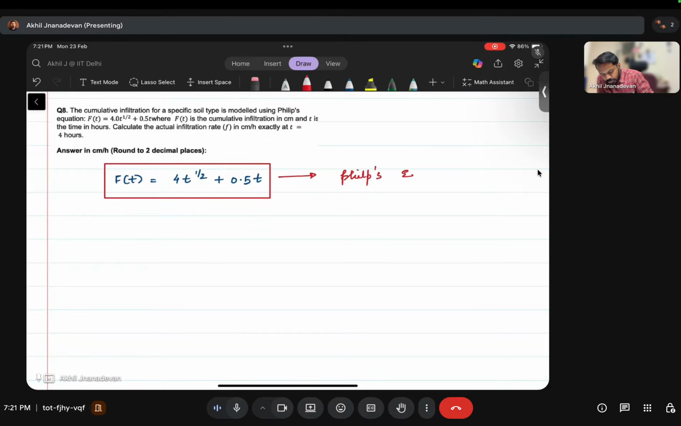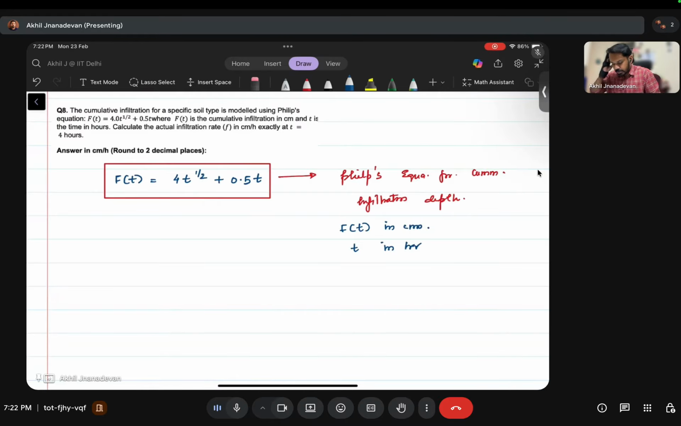Phillips equation for cumulative infiltration depth. Once you have this, they're asking where Ft is the cumulative infiltration depth at t, in centimeter, and t is in hour. So we can note that down. t is given in hours.